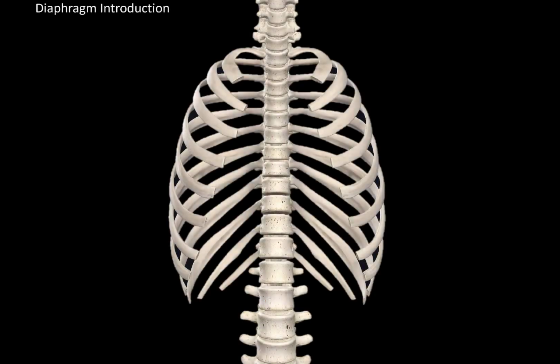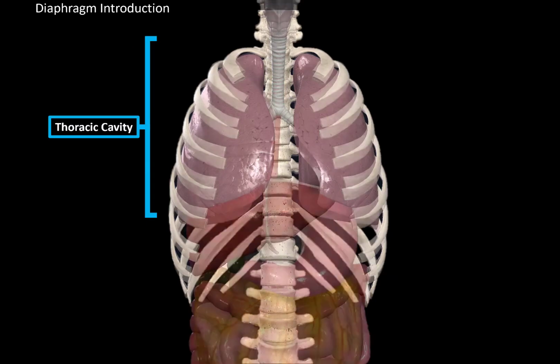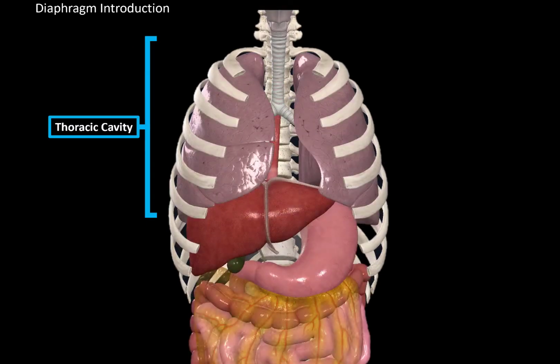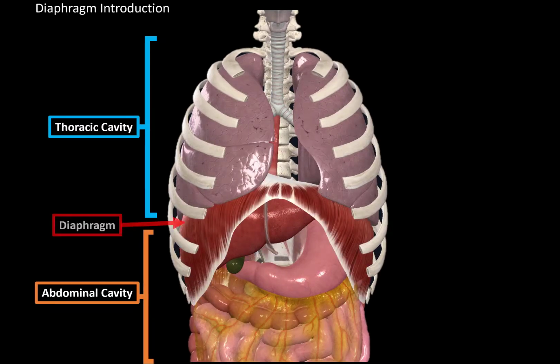So here we see the anterior view of the thorax and the abdomen. The lungs, as you see here, are located within the thoracic cavity, while organs like your liver and the intestines are part of the abdominal cavity. Now between the thoracic cavity and the abdominal cavity, there's going to be a large muscle called the diaphragm.